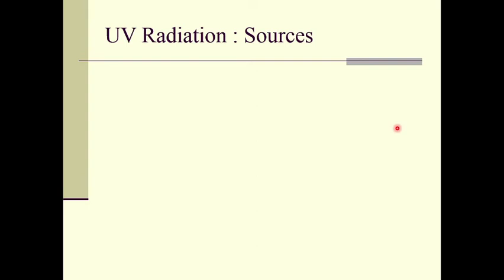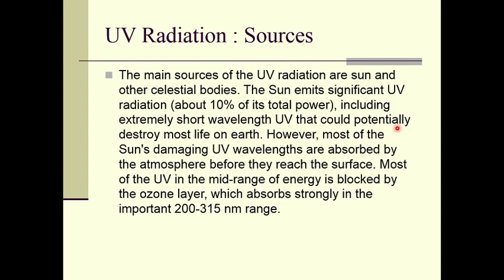So, let us study the different sources of UV radiation. The main sources of UV radiation are the sun and other celestial bodies. The sun emits significant ultraviolet radiation, about 10% of its total power, including extremely short wavelength UV that could potentially destroy most life on earth.